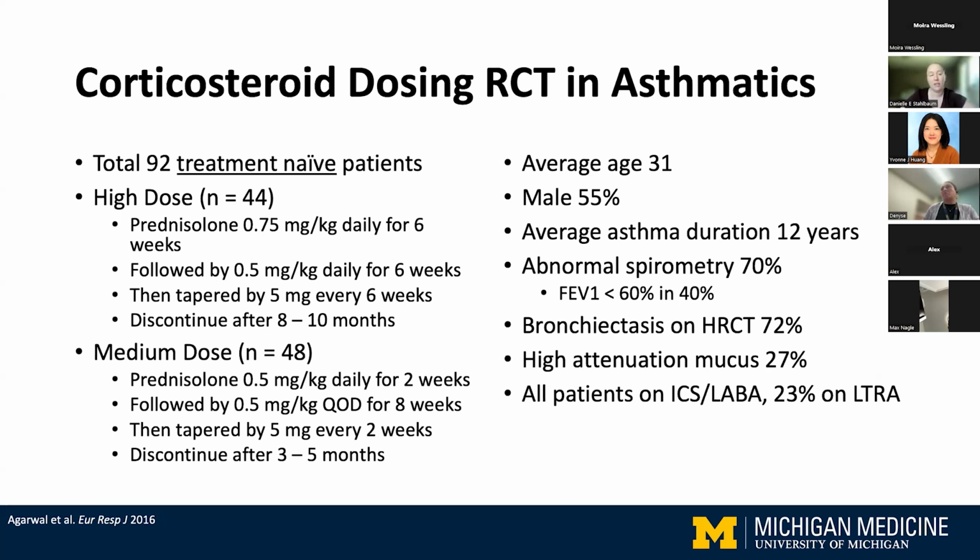So this is first diagnosis of ABPA, and they were randomized to either receive high dose steroids, which was defined as prednisolone at 0.75 mg per kg daily for 6 weeks, followed by a taper over several weeks, and total steroid therapy of 8 to 10 months, versus a medium dose that started at a lower dose at 5 mg per kg for 2 weeks and tapered much more rapidly with total steroid duration of about 3 to 5 months.